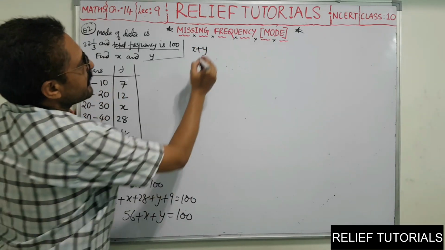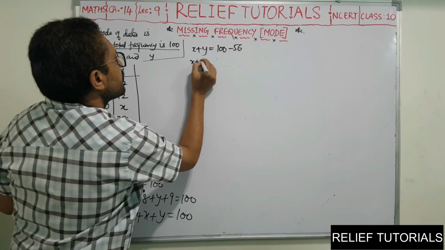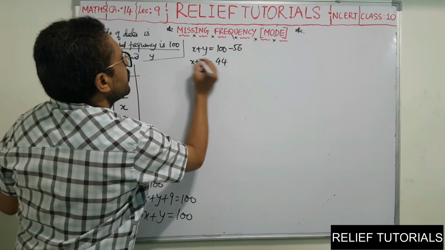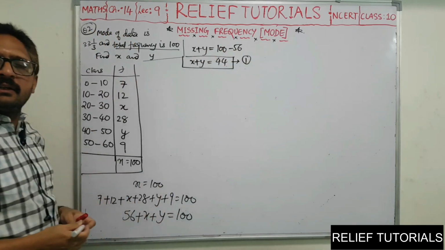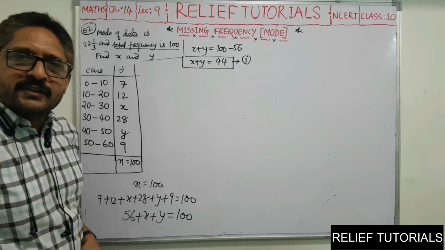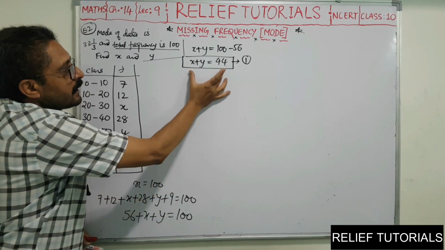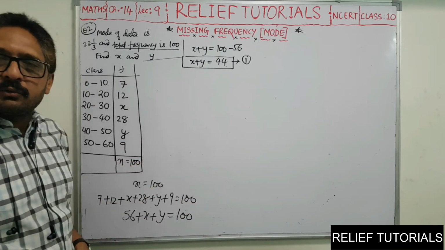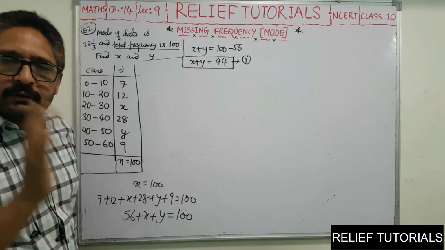So x plus y is equal to 100 minus 56. So x plus y is equal to 44. This is our equation 1. So we have solved this one information, total frequency is 100, and based on this we got one result, that is x plus y equal to 44. That is, the sum of these two missing frequencies is 44.